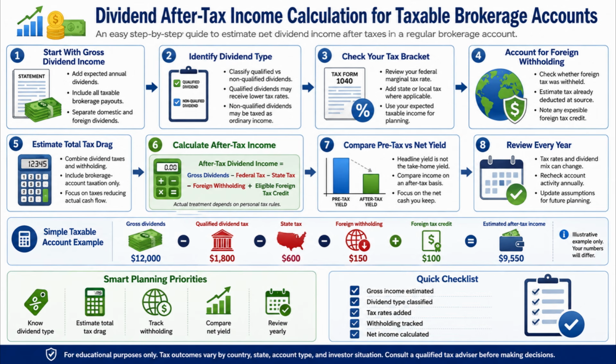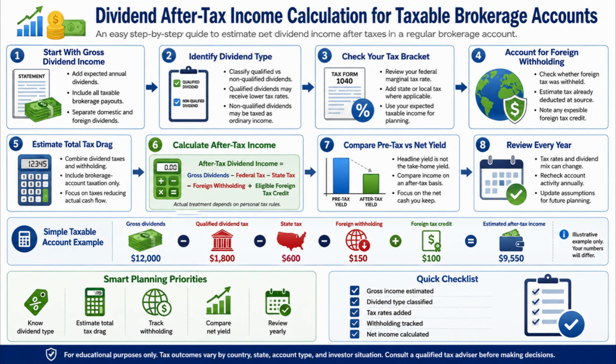by step. First, start with your gross dividend income. Add all expected annual dividends from your taxable brokerage account. Include every taxable dividend payment from stocks, ETFs, funds, and other dividend-paying investments. At the same time, separate domestic dividends from foreign dividends, because foreign payouts may involve additional withholding or reporting rules.